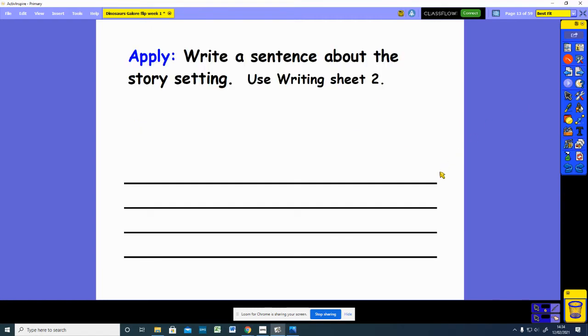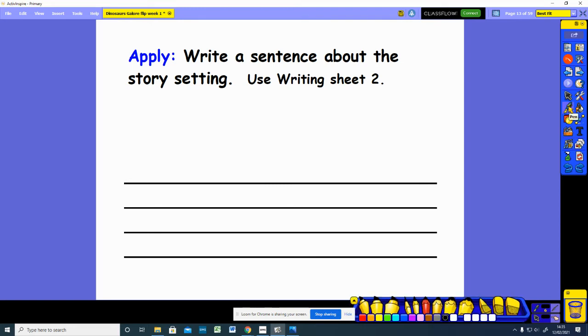Okay, now we know where Dinosaurs Galore is set and we know the sentence steps to success. We're ready to write our sentence. So when you write your sentence, you're going to be using writing sheet 2. Let's write our sentence together. So our sentence is, it is set in a rainforest. Let's say that together. It is set in a rainforest. Now we've held that sentence in our heads, we're ready to start.